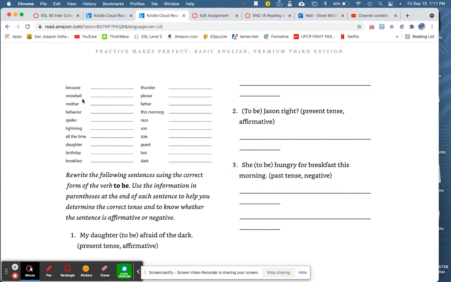Because, snowball, mother, behavior, spider, lightning, all the time, daughter, birthday, breakfast, thunder, please, father, this morning, race, sun, size, guest, last, dark. Please translate from English to your language.